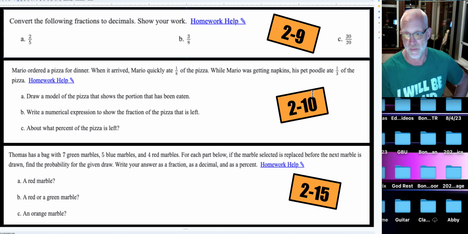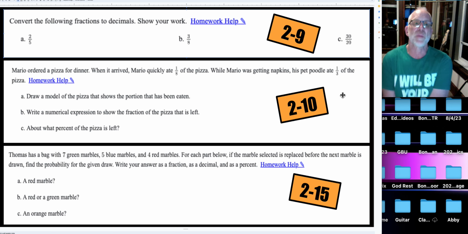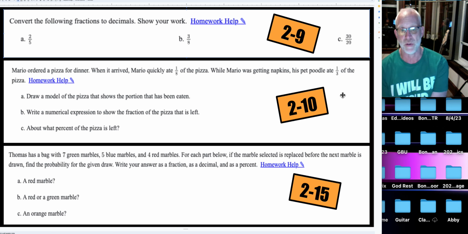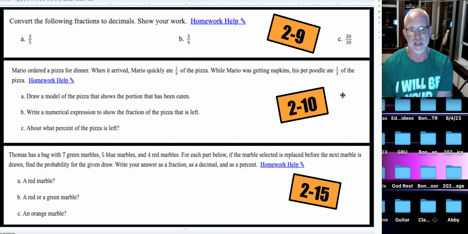Problem 2.10, which is also in your ebook. Mario ordered a pizza for dinner. When it arrived, Mario quickly ate 1/8 of the pizza. While Mario was getting napkins, his pet poodle ate 1/3 of the pizza. Now, on your dry erase boards, draw a model of the pizza that shows the portions that have been eaten, and then write a numerical expression to show the fraction of the pizza that is left. And then about what percent of the pizza is left.